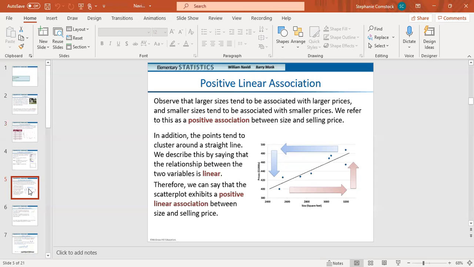Positive association is when smaller sizes are associated with smaller prices in this example, and larger sizes are associated with larger prices. So we do tend to see that upward movement. Picture-wise, we have dots that are in the lower left moving to the upper right. As our X's increase, our Y's also increase. So we would say that this has a positive linear association because the points are in a mostly straight line.